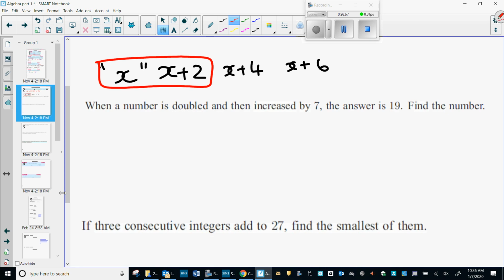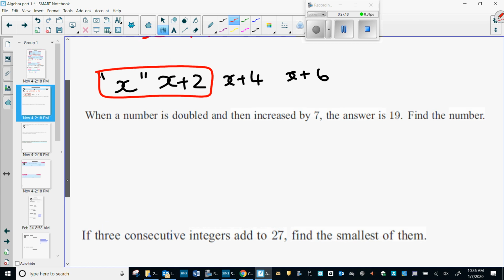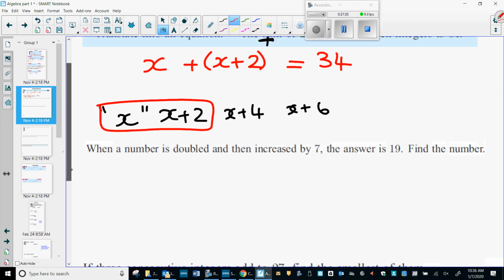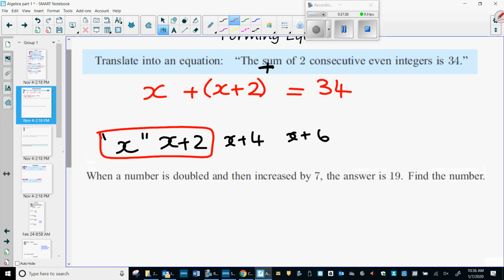When a number is doubled and then increased by 7, the answer is 19, and they want us to find the number. Now, I'm not going to find the number, I'm just going to form the equation. Amelie? Sorry, for the first one, the answer was x plus x plus 2 equals 34. Yep. It just says translate into an equation. It hasn't asked us to solve it.